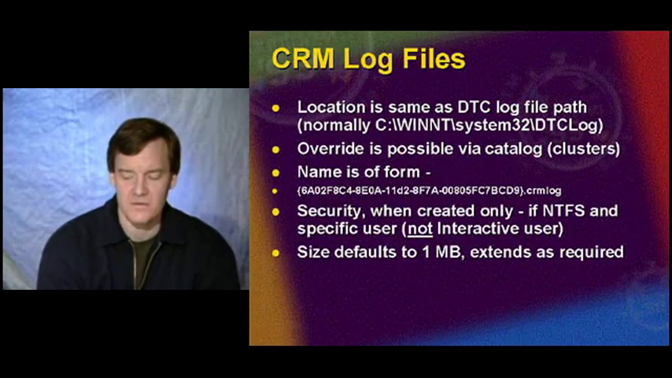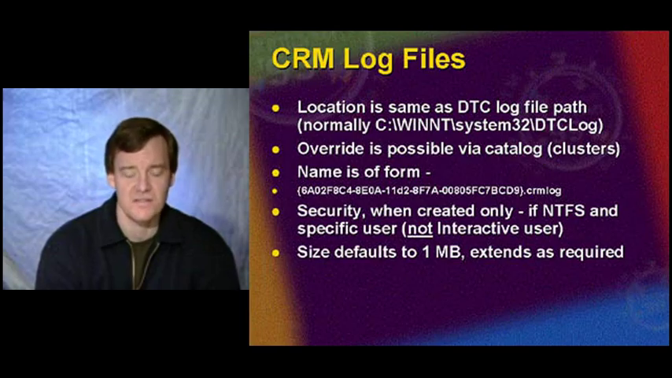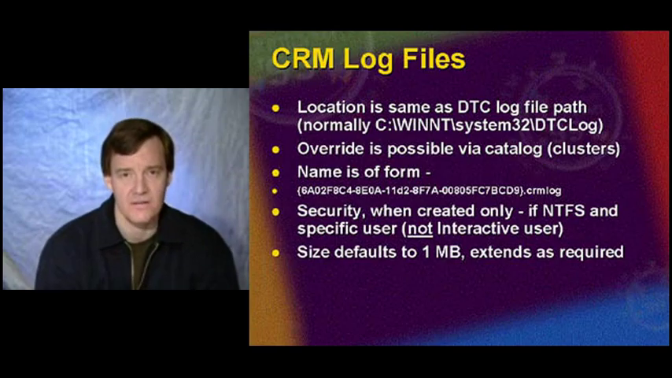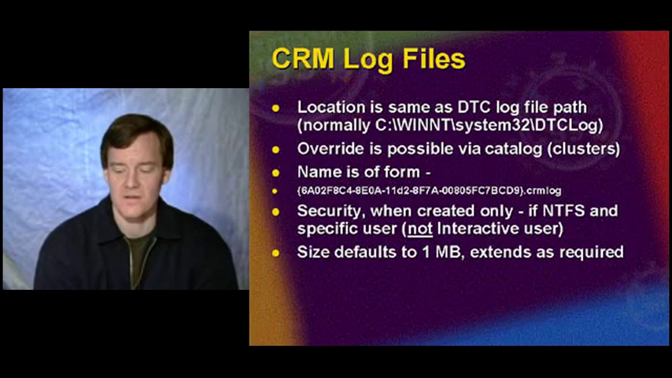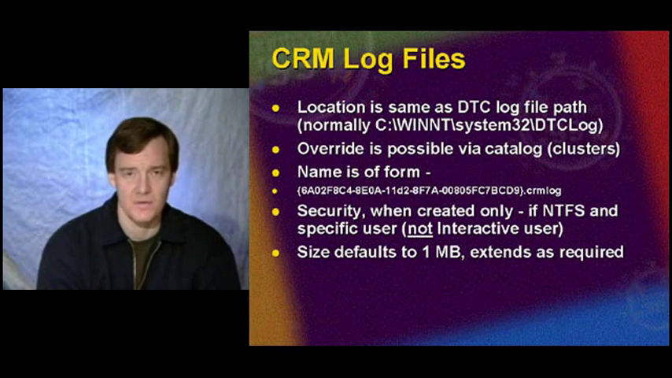I won't go into a great deal of detail about that, other than to say on clusters there are two types of CRMs. There are CRMs that care which node of the cluster they're running on, and CRMs that don't care which node of the cluster they're running on. So it's very important to decide in that case where your log file needs to be. The log file name is of the form as shown on the slide there. It's basically the app ID of the application server process with a CRM log extension.